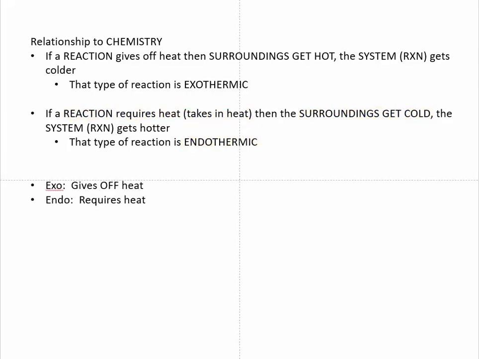So again, you got to get this in your head. This is super, super important. Exo gives off heat, surroundings get hot. Endo requires heat, surroundings get cold. All right, so what exactly is energy? A physicist might say that energy is the capacity to do work.